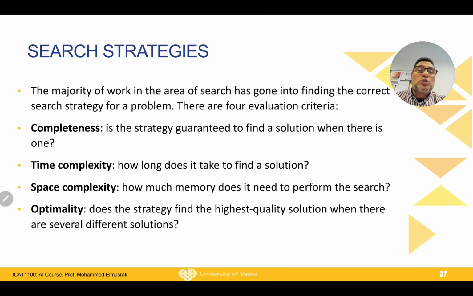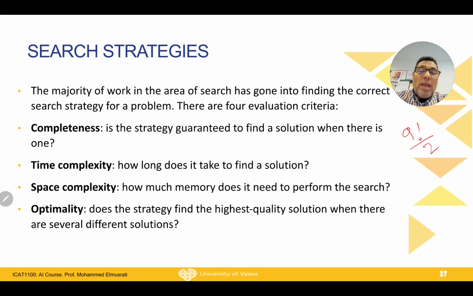Because for that game, we have 9 factorial possible states, but those for which you can find a solution are only 9 factorial divided by 2. This is for a very, very simple toy like this puzzle 8 problem. So completeness is a measure for the searching technique, which can guarantee that it will reach the solution if there is a solution.